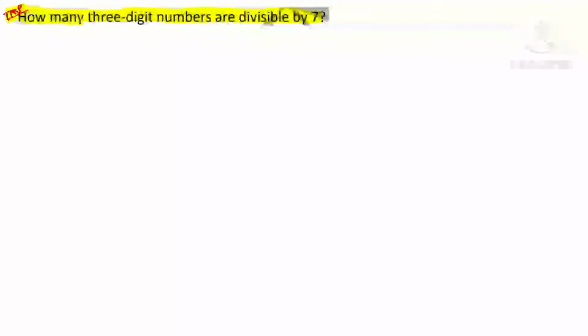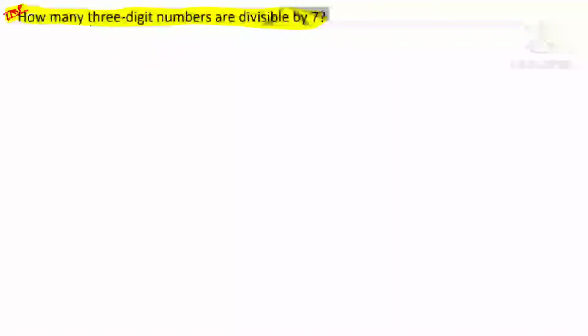How many 3-digit numbers are divisible by 7? Is it looking like our previous question? Yes or no? Yes. How many 3-digit numbers?